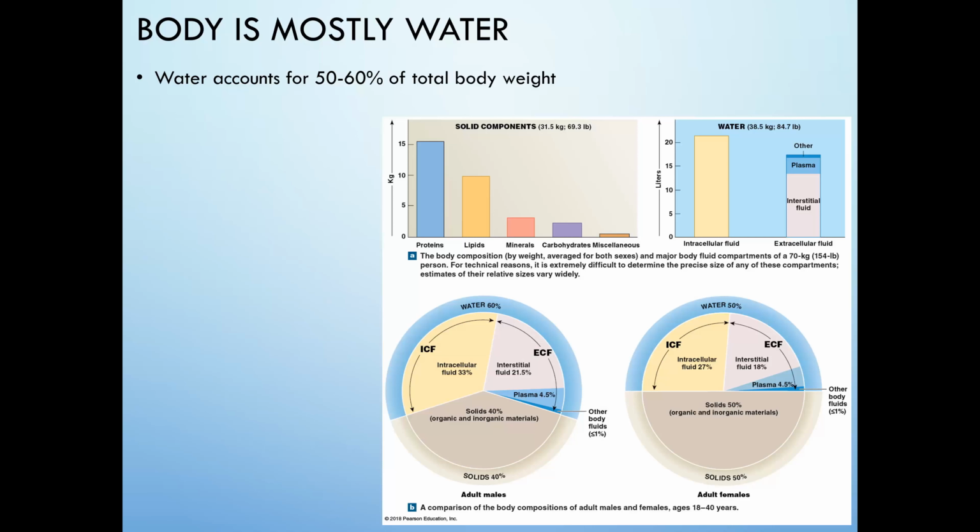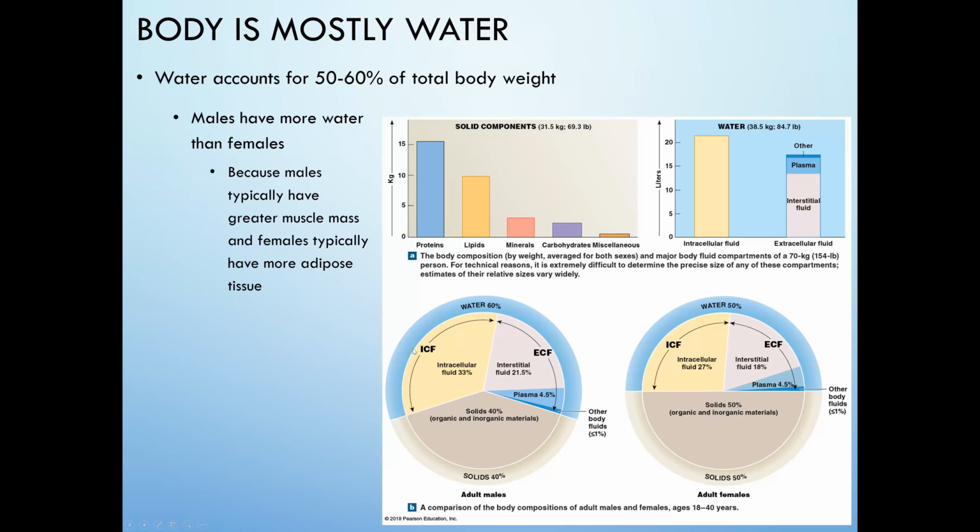So our bodies are mostly made out of water. Water accounts for 50 to 60% of our total body weight. And if you look down here at the bottom, adult males are shown on the left, adult females are shown on the right. So males have more water than females. Males are about 60% water. Females are about 50% water.